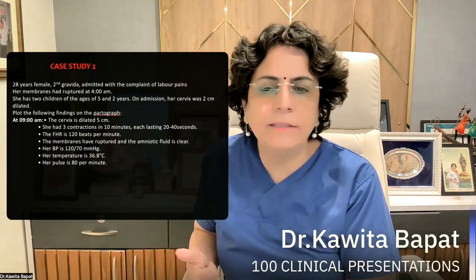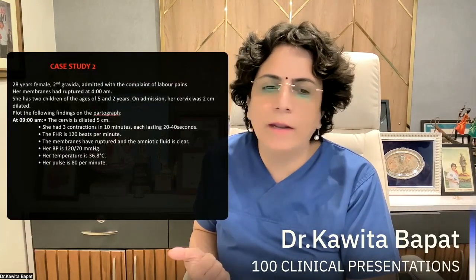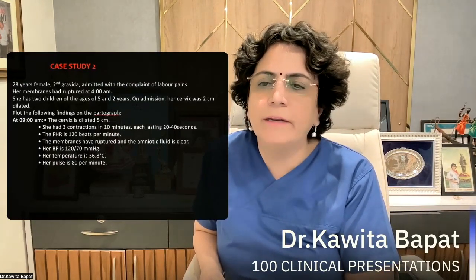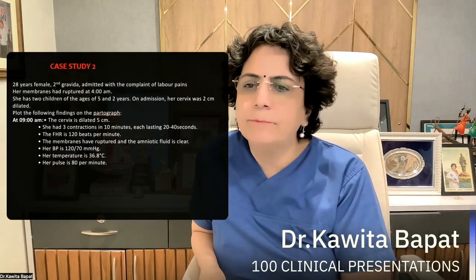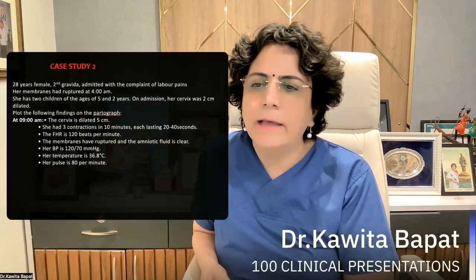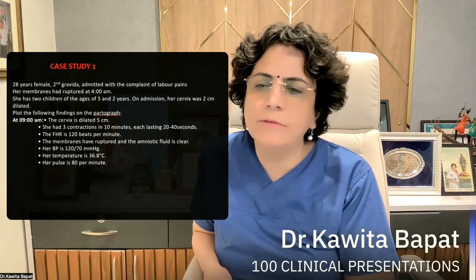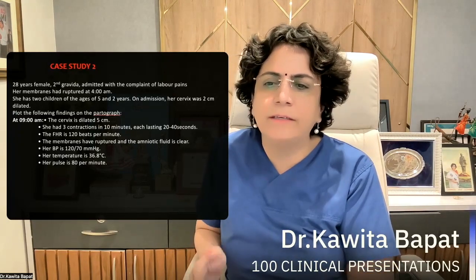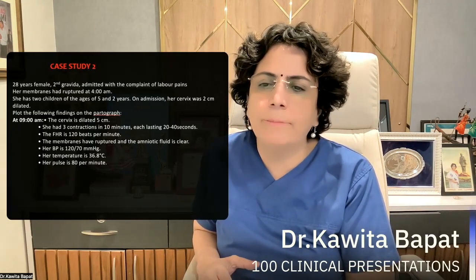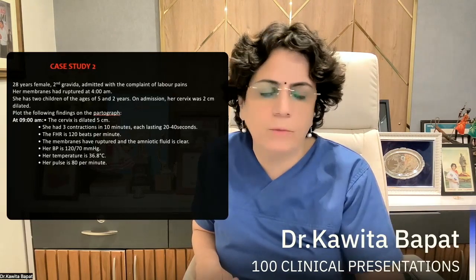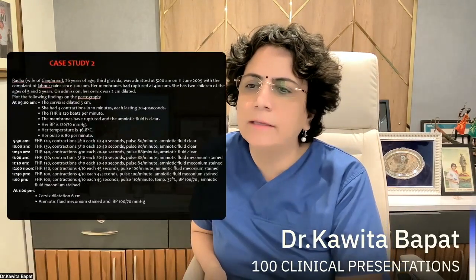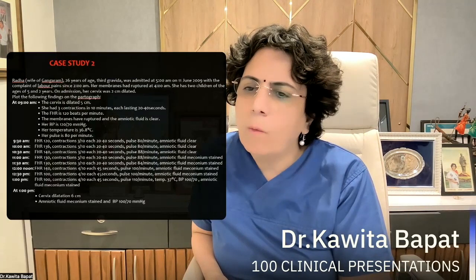Now, this was the case of prolonged labor, but now we are talking about obstructed labor. She is a 28-year-old female, second gravida, admitted with a complaint of labor pains, membranes ruptured at 4 am, 2 children, 5 and 2, cervix is 2 centimeters dilated. And on the partograph, at 9 am, cervix was dilated 5 centimeters, 3 contractions in 10 minutes, lasting for 20 to 40 seconds, fetal heart normal, membranes ruptured, amniotic fluid clear, BP normal, temperature normal, and pulse is 80 per minute. The same findings were observed from 9 am till 1 pm.